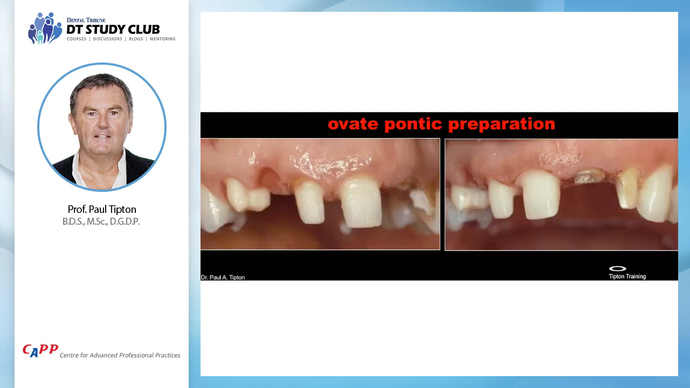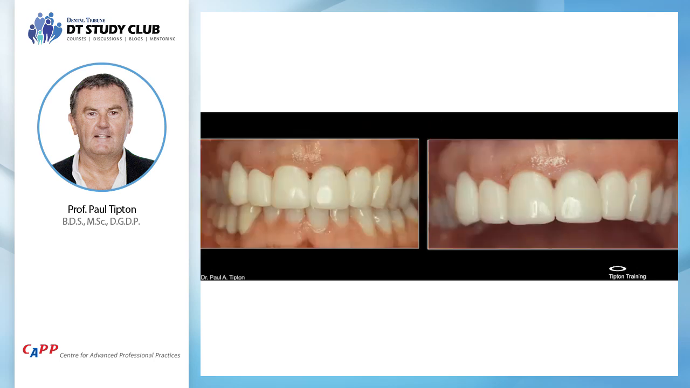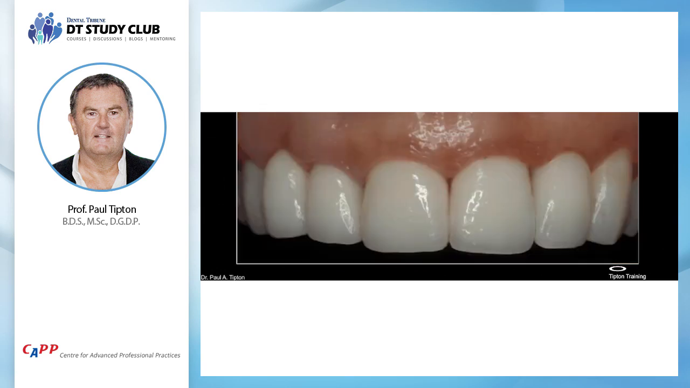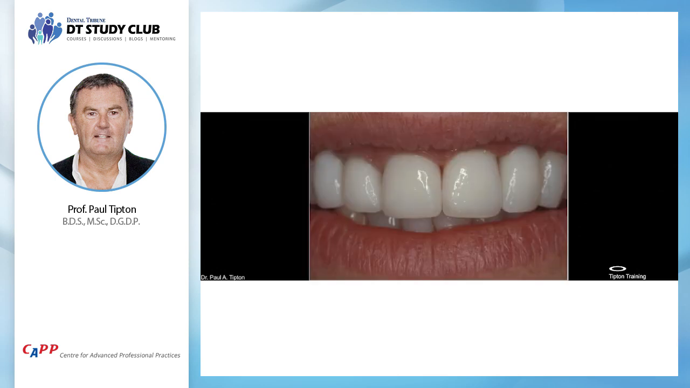So I've finished my tooth preparations. I've created an ovate pontic site for the canine. I'm putting my prototypes in place, and straight away we've now got the correct center line. It's not leaning to one side. It's also perpendicular to the incisal edges. And we now change that into the definitives. Once we've got our prototypes right, we just copy them into the definitives. And our final beautiful smile.